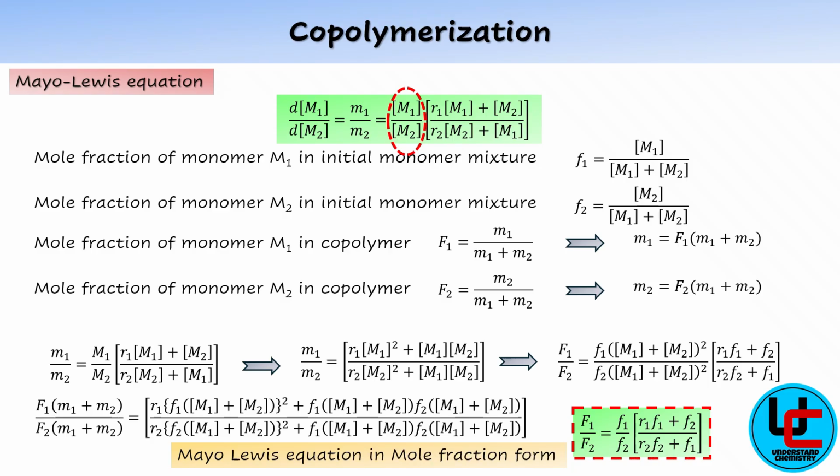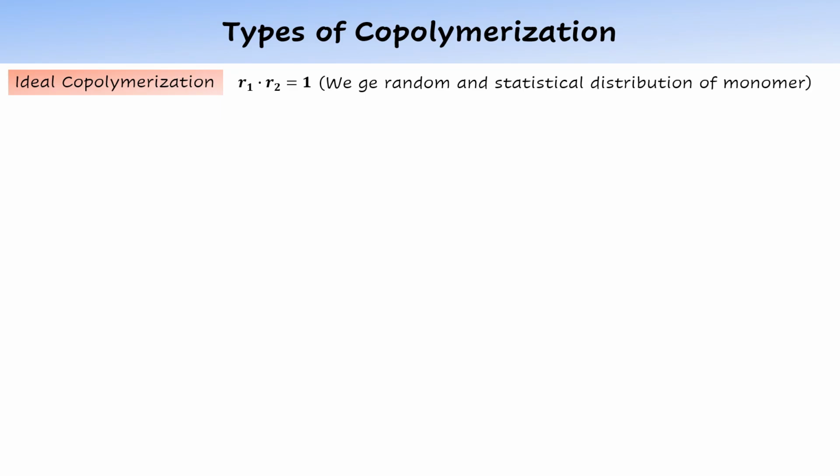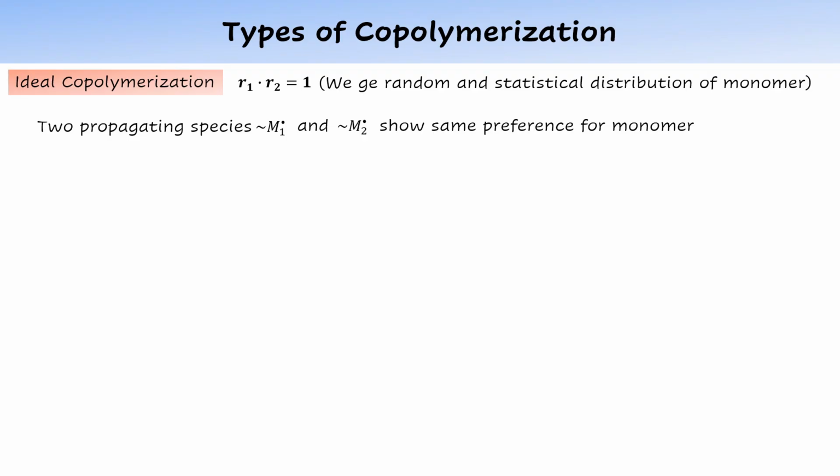Now let us explore different types of copolymerization in detail. Let us now look at ideal copolymerization, where the product of reactivity ratios, meaning R1 times R2, is equal to 1. It defines a special case. In this scenario, the propagating radical M1 and the M2 propagating radical show the same preference for both types of monomer. The result is a truly random incorporation of monomers into the growing polymer chain.